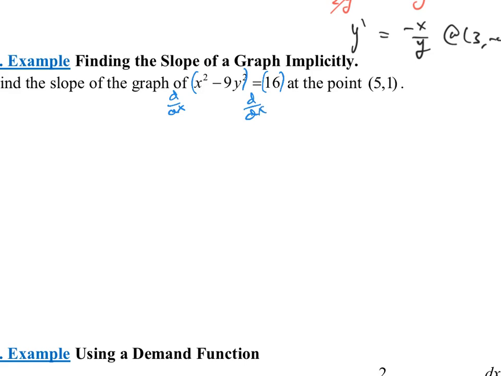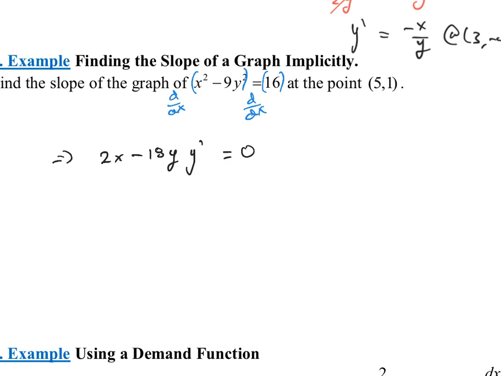Let's just do it slowly here. Derivative of x squared is 2x. Derivative of negative 9y squared would be negative 9 times 2, which is negative 18. Then you'd have y to the first power, but we've got to remember that y prime equals. Derivative of 16 is simply 0.